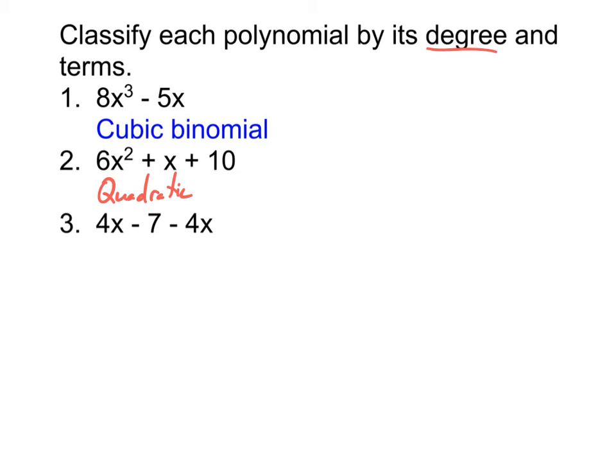And then we look for the number of terms here. And so the 6x squared, that's a term. The plus x, that is a term. And the plus 10 is a term. So notice, I'm looking to see what is separated by addition and subtraction, basically, for counting terms. And in this case, then, there are 3 terms. Therefore, our quadratic is a trinomial.